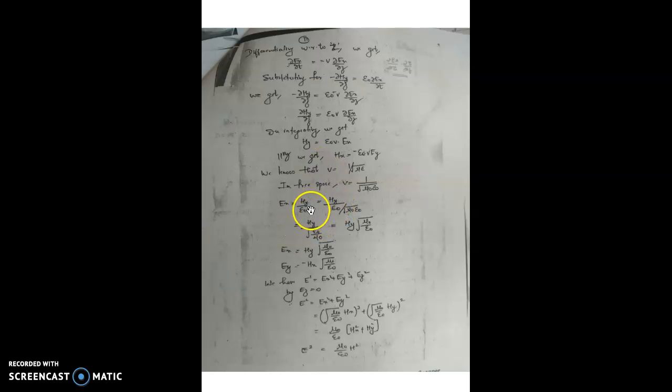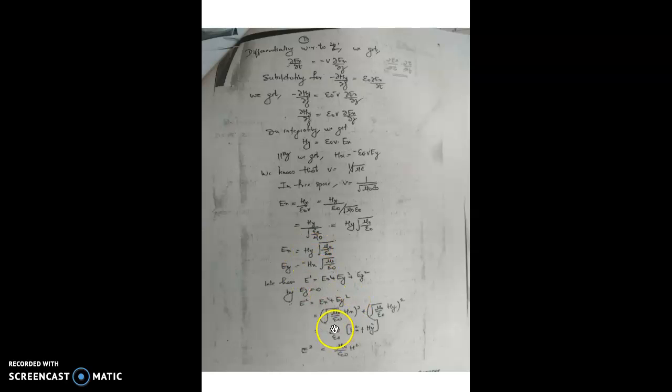If we substitute the value of v in this equation, you will get Ex is equal to Hy by epsilon 0 by root of mu 0 epsilon 0. And Ex will be equal to Hy into root mu 0 by epsilon 0. Similarly, Ey will be equal to minus Hx into root mu 0 by epsilon 0. We have E square equal to Ex square plus Ey square plus Ez square. We know that Ez is equal to 0. Therefore, E square is equal to Ex square plus Ey square.